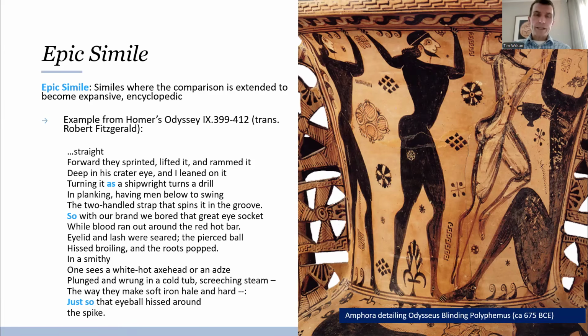So we have two epic similes there. The first one, I've tried to highlight them in blue there, the words making the epic simile. Often you'll get this structure in an epic. They're putting the pole in the Cyclops' eye, and he says they were turning it just as a shipwright turns a large drill in planking, having men below to swing the strap that spins it in the groove. So they're putting this big drill through holes in a ship.